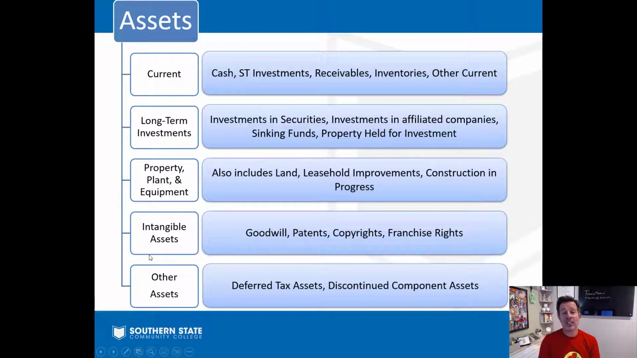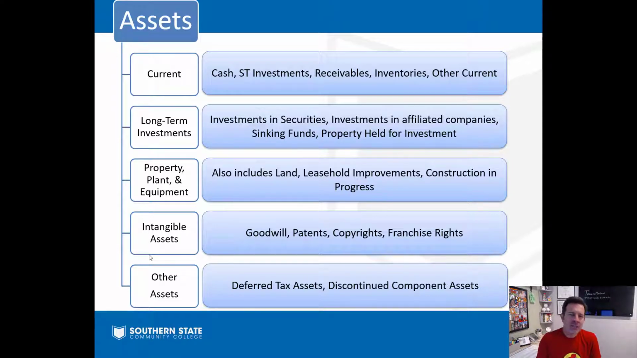Next category would be intangible assets. These are assets that don't have a physical presence. We can't touch them. They still hold value. Goodwill, patents, copyrights, franchise rights would all be examples of that. And we'll have an entire chapter where we study those intangible assets.